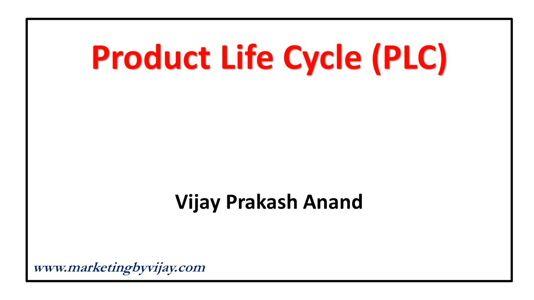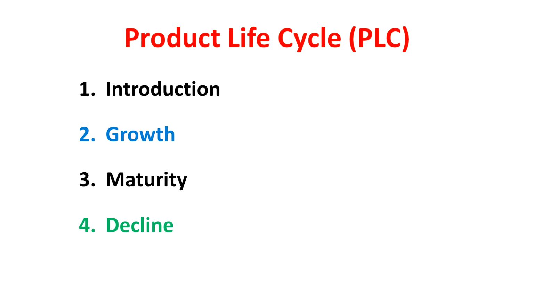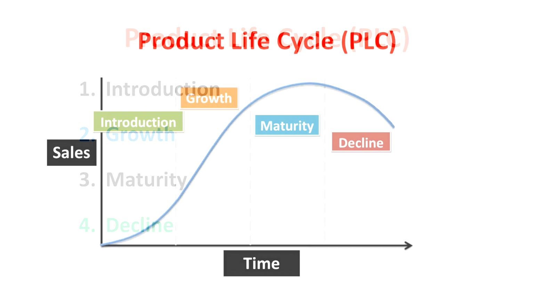In this video, we are going to discuss product life cycle and its various stages. New product development process is just the starting point of product life cycle, that is also known as PLC. In the life of business, product life cycle passes through 4 stages: introduction, growth, maturity and decline.